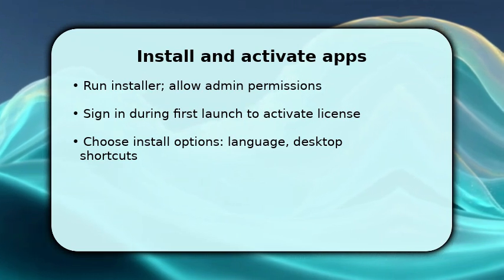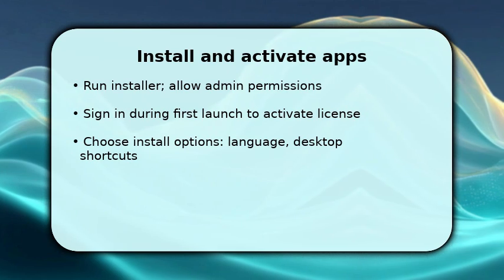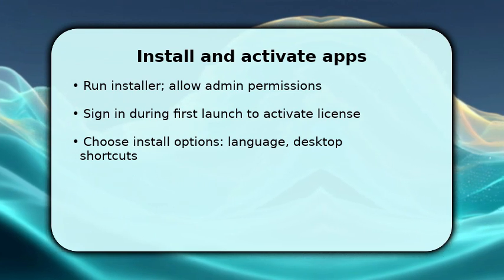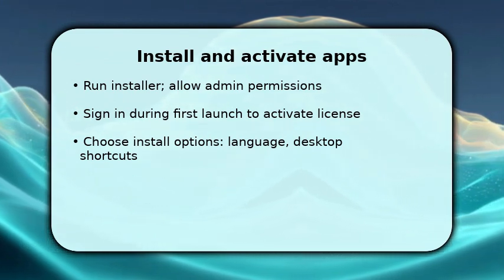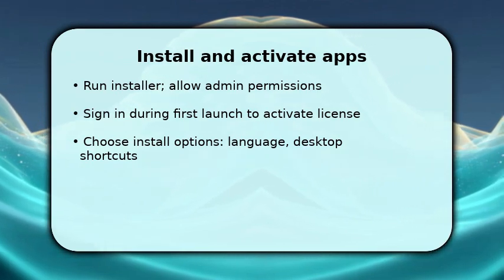If you need specific features, select language and 64-bit/32-bit options from settings before finalizing. Once done, update Office via Account Update Options to get security patches. This prevents activation hiccups and missing features.